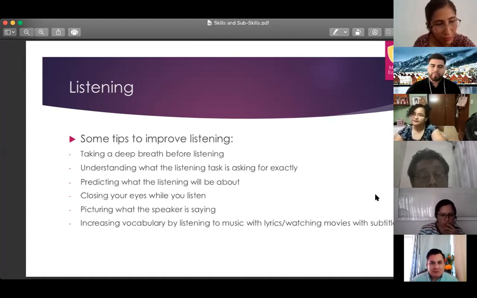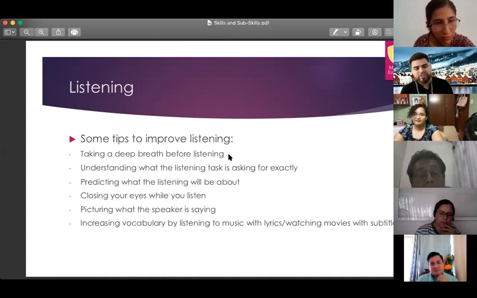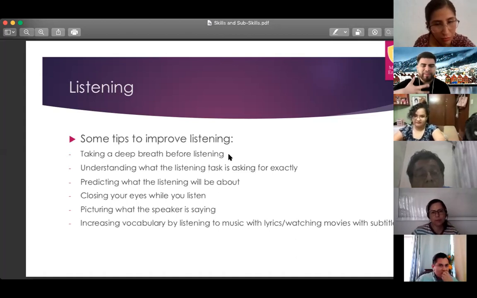Let's talk about this a little bit. A lot of times when we're going to do a listening activity, well, not us because we're teachers, but our students, they feel tense. So something to relieve that tension is taking a deep breath, just breathe in really deeply and breathe out slowly before doing the listening, right?